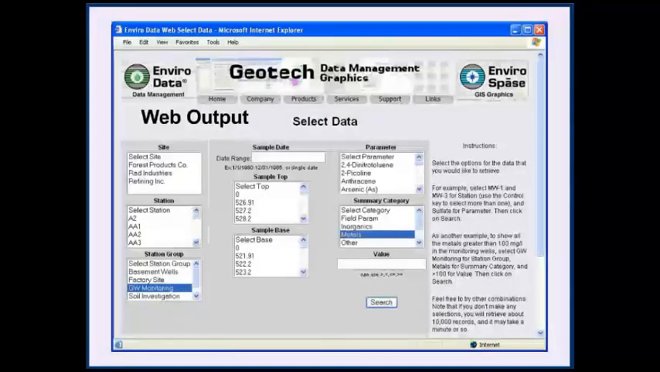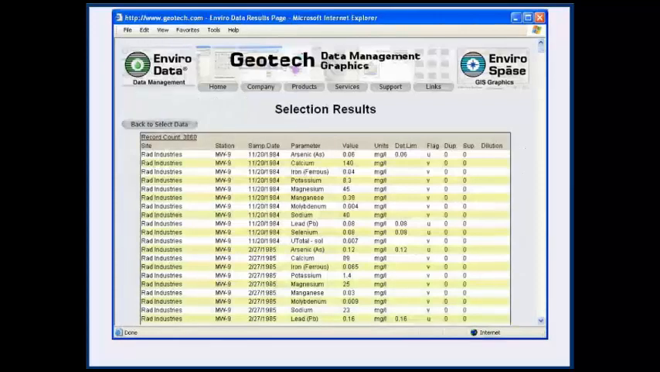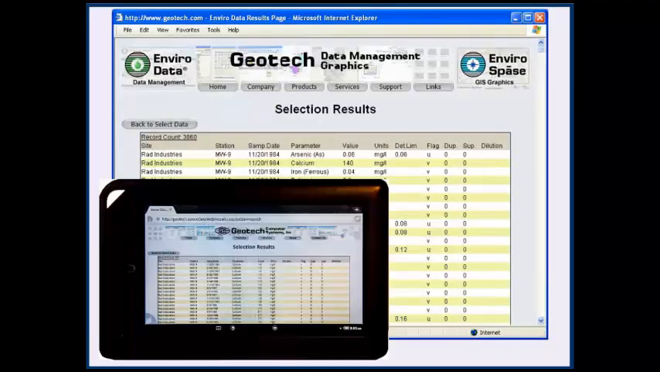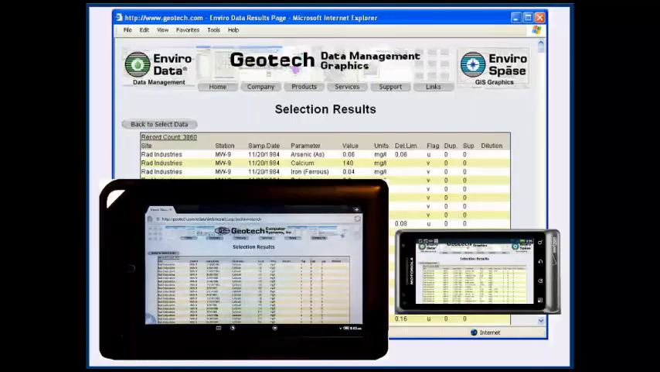Some people want to see the data on the internet. So this is a simplified version of that select data form. So they're choosing the groundwater monitoring station group and the metals summary category. And then they're going to make a table here. And this is just in the browser. So whatever you have, whether it's a laptop or a tablet or even a phone, by setting it up in a web browser on the internet, anybody can get at the data. So different people have different needs, of course.